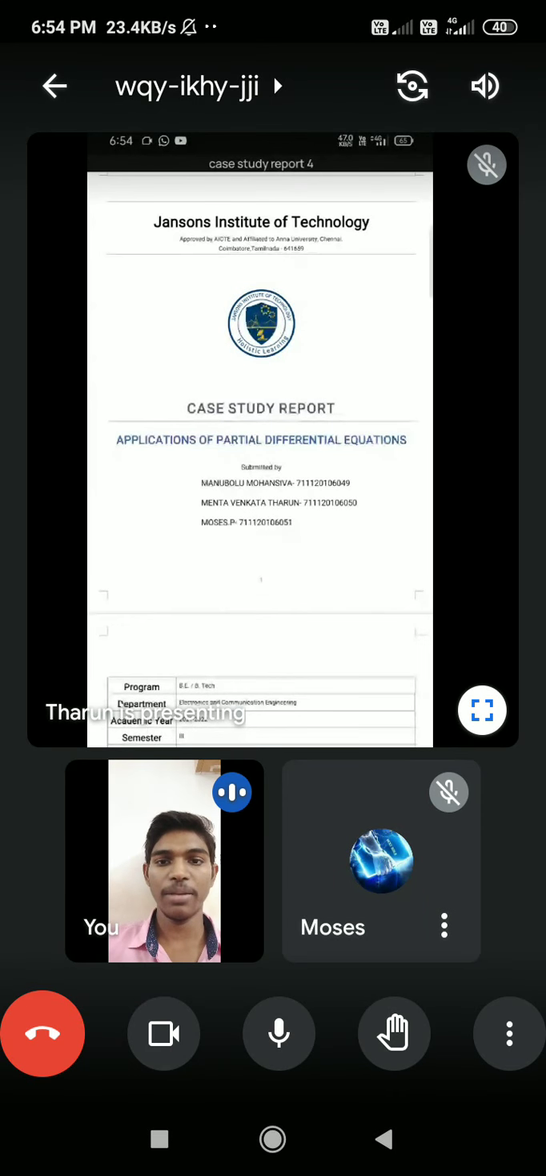Max Case Study Report: Application of Partial Differential Equations, submitted by Mohan Shiva Menta Venkataram Moses.